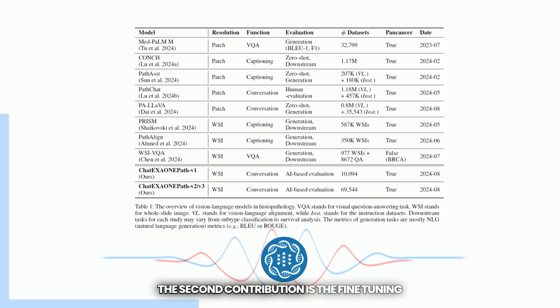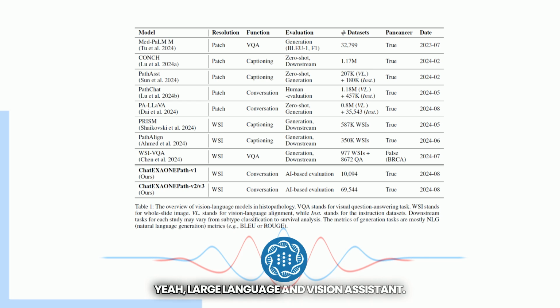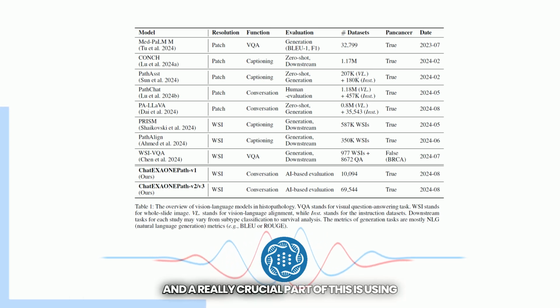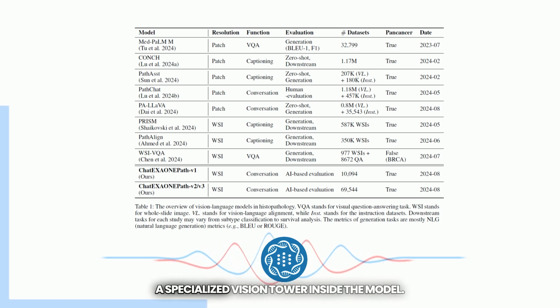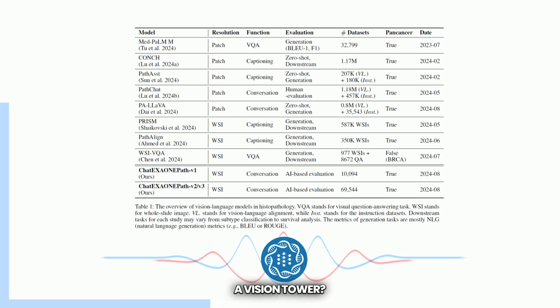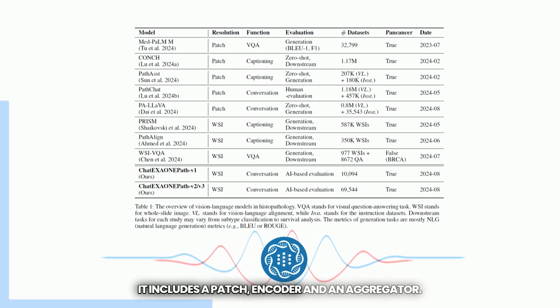The second contribution is the fine-tuning of an existing MLLM framework called LLaVA. LLaVA? Yeah, Large Language and Vision Assistant. They adapted LLaVA using those WSI report pairs that RADAR generated. And a really crucial part of this is using a specialized vision tower inside the model. It's specifically designed to handle these big WSIs. A vision tower, like a component just for seeing. Pretty much. It includes a patch encoder and an aggregator.